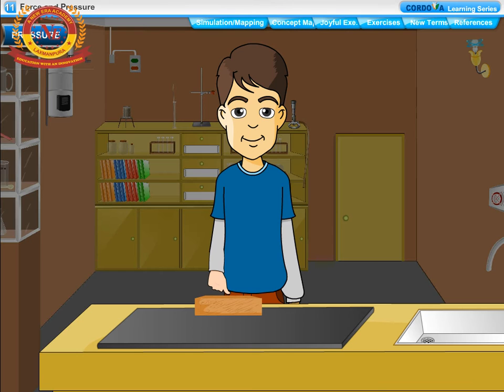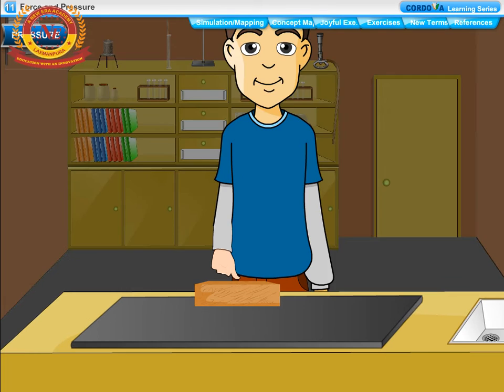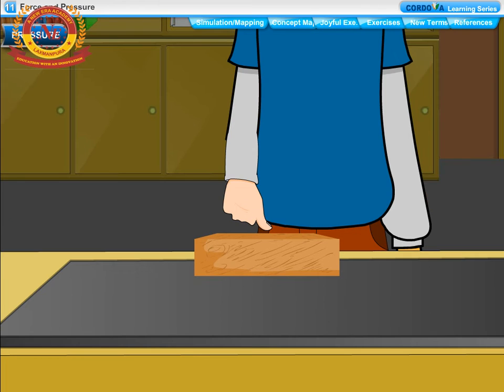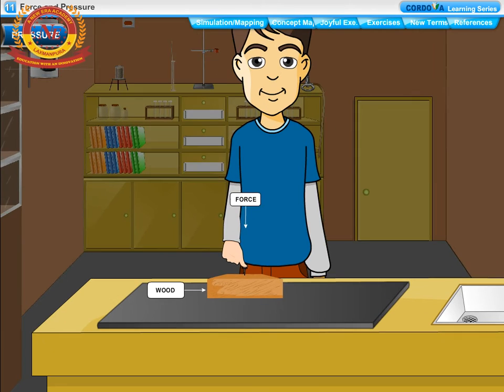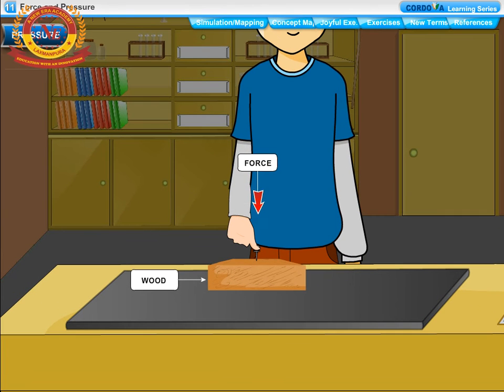Pressure. Pressure is produced when a force acts on an object. If we push our thumb hard on a piece of wood, the thumb does not go into the wood. But if we push a drawing pin into the wood with the same force of our thumb, the drawing pin goes into the wood. Although the force applied on the wood is almost the same in both the cases, the drawing pin has a much smaller area of contact as compared to our thumb.